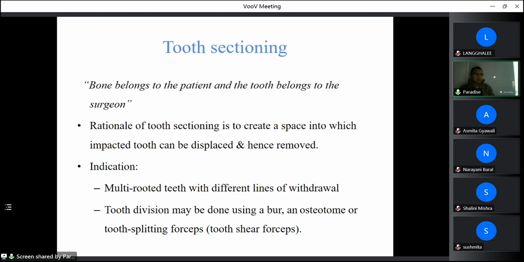For mesioangular, horizontal or distoangular impaction, the technique is different for all of them. You have to analyze the radiograph and plan accordingly, because there is very high variation in the anatomy of the root. Sometimes there may be multiple roots, fused roots, or the root may be dilacerated. The furcation area may be present in the apical region or sometimes in the coronal third. So you have to plan your surgery depending on the anatomy of the tooth. Tooth division may be done using a bur and osteotome or tooth splitting forceps.